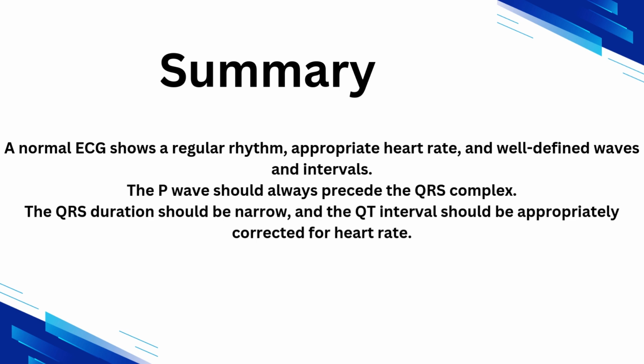A normal ECG shows a regular rhythm, appropriate heart rate, and well-defined waves and intervals. The P wave should always precede the QRS complex. The QRS duration should be narrow, and the QT interval should be appropriately corrected for heart rate.